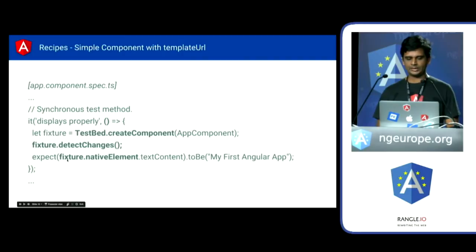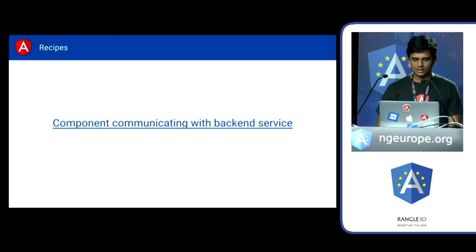And then the fixture has two separate kinds of elements. As I said, there's a DOM element and then there's a debug element. Here, I'm just using the native element, which is the DOM element, and then making sure everything was displayed properly. So, going to a slightly more complicated example.